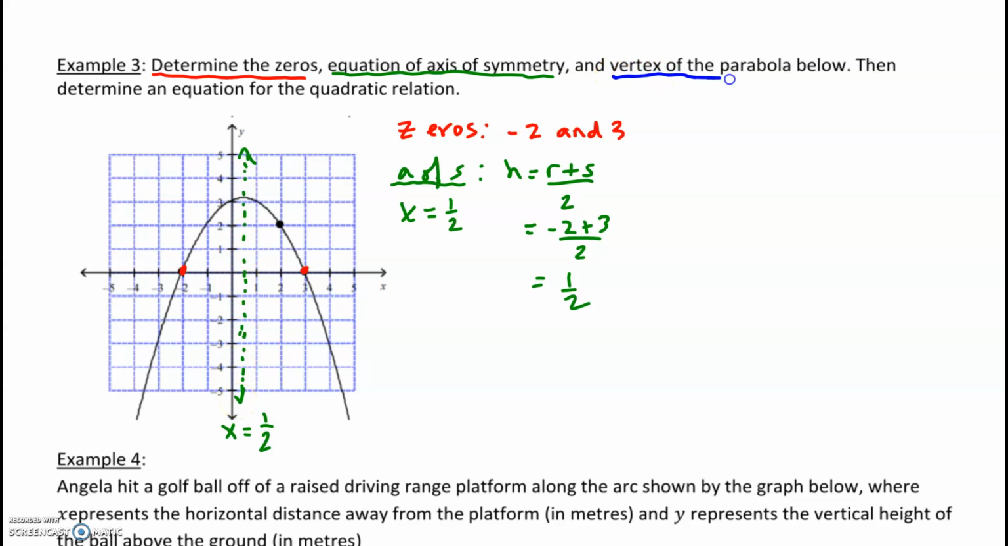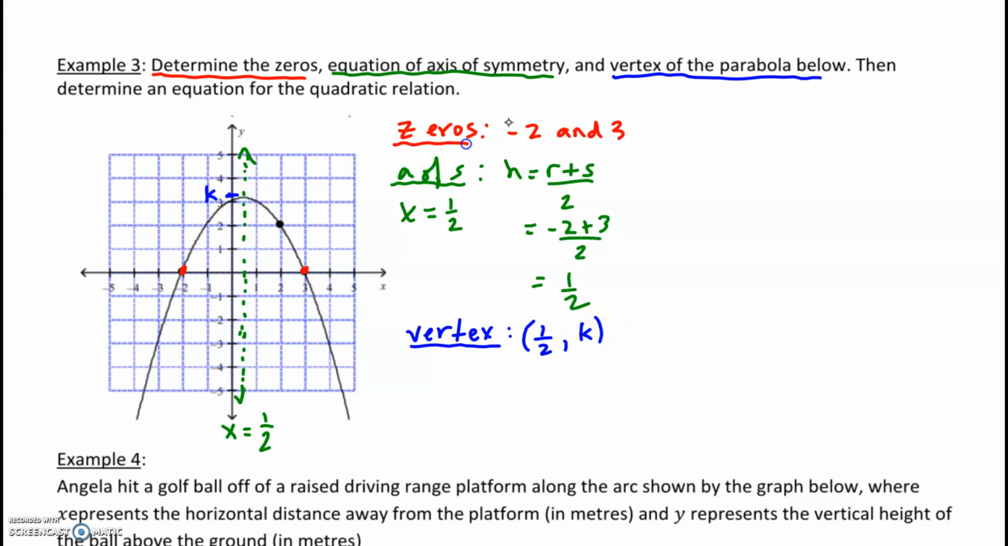Okay, next we want to find the vertex of the parabola. So to get the vertex, we know that the x value of the vertex is a half, and the y value, don't look at it right here, it's a little bit above. I don't know what my y value is. So we know that k represents that y value. I'm not really sure what it is, so I'm just going to leave it as k.